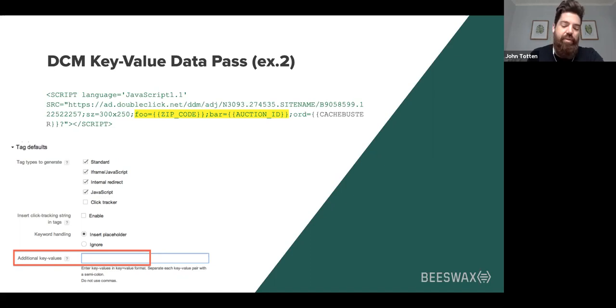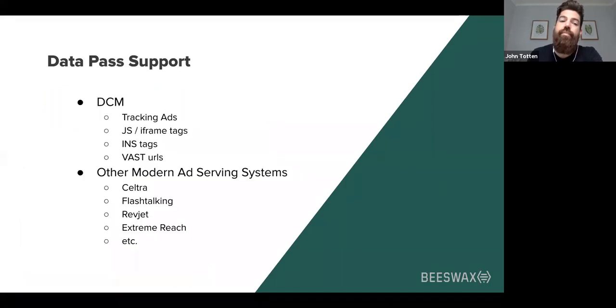And in this example, you'll see I utilize foo equals zip code and bar equals auction ID. And the implementation within DCM, it's actually in that same placements UI of DCM, and you simply implement it within that text field that's in the red box highlighted on my screen under the field additional key values.